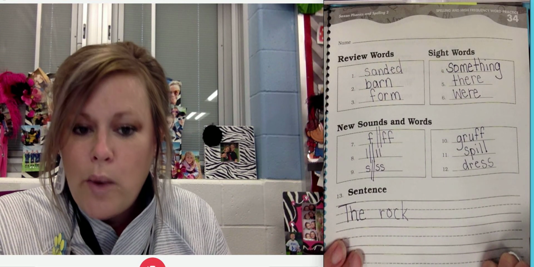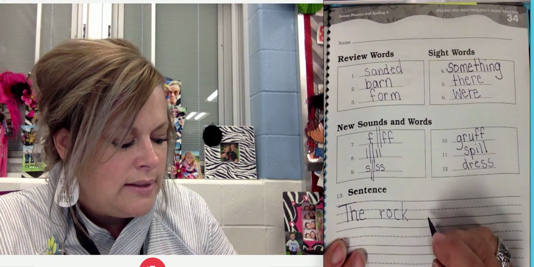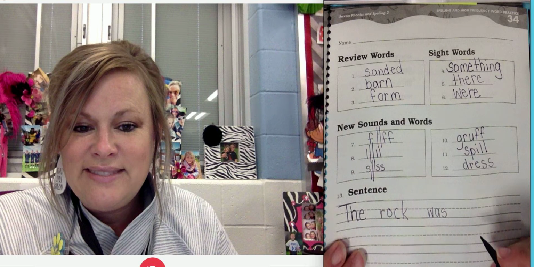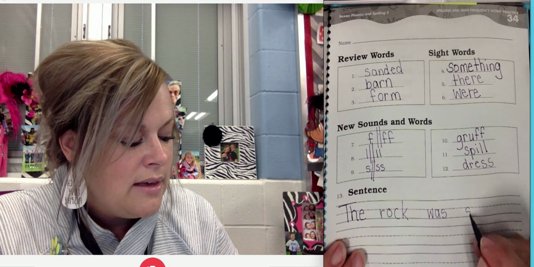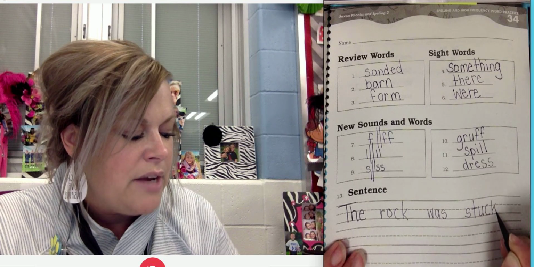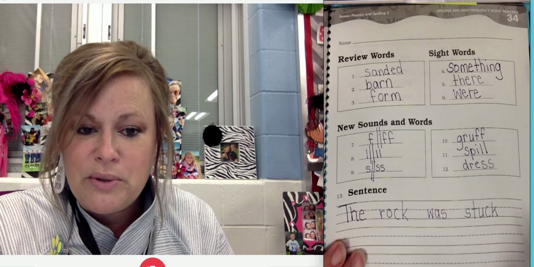Now let's spell was stuck. Was is a sight word. Space. Stuck spells stuck. Finger spell that out if you need to. I know it ends in CK because it's a short word with a short vowel.